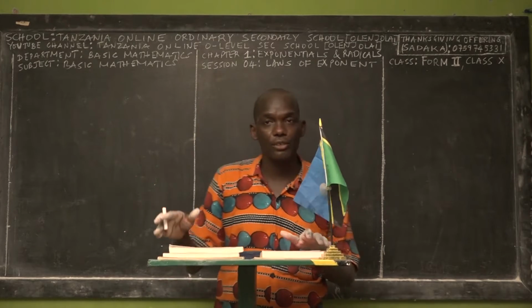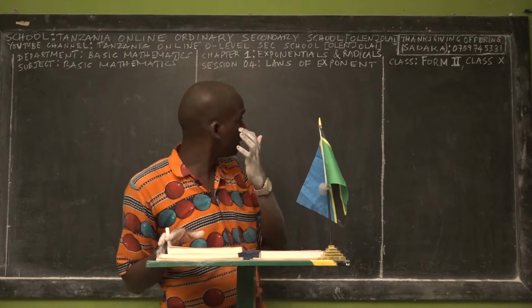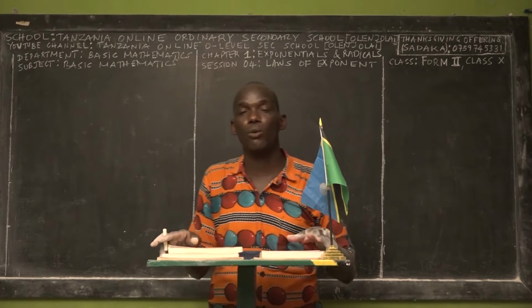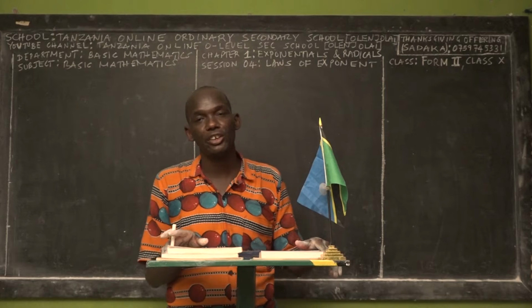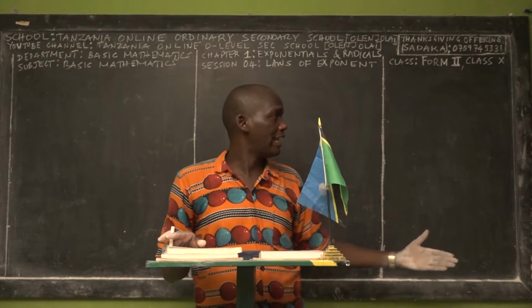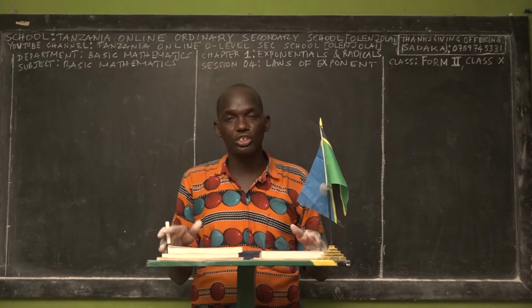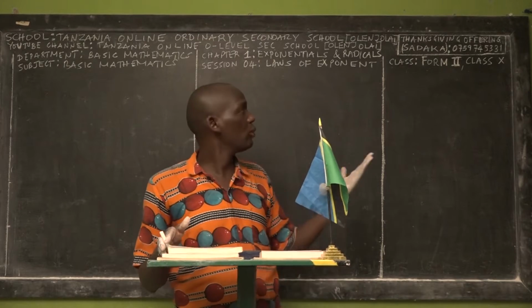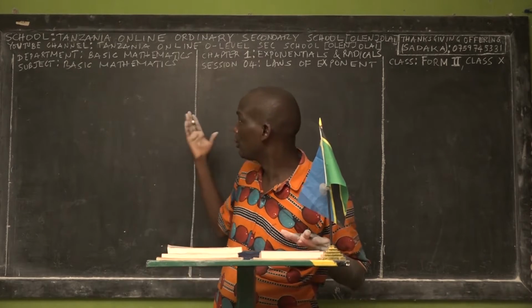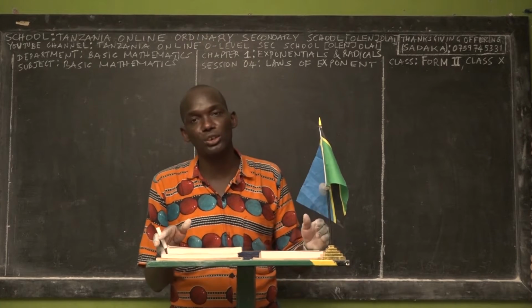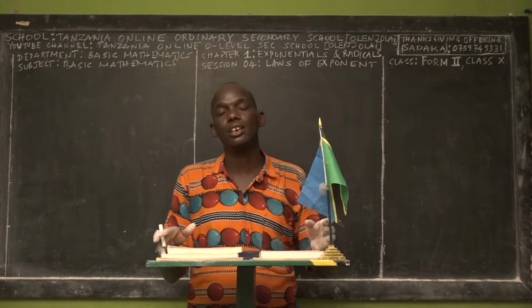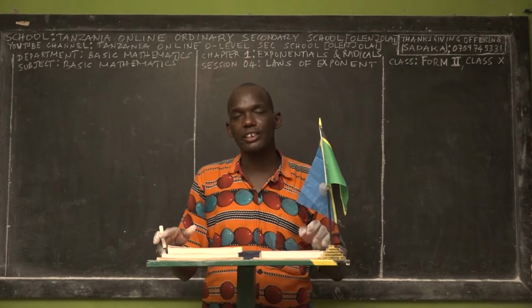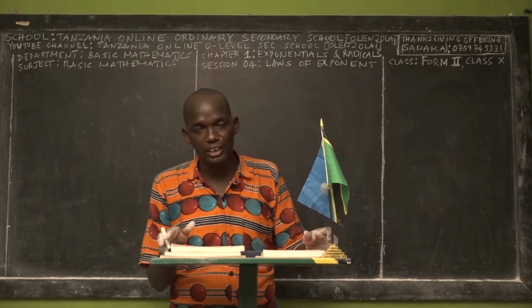We are in the Department of Basic Mathematics, and these contents are for Form 2. We are in the first chapter, Chapter 1, which is called Exponents and Radicals. I think you have been going through Session 1, Session 2, Session 3, and today we are in Session 4, where we are going to teach about the laws of exponents. This is a very important part of the entire chapter.